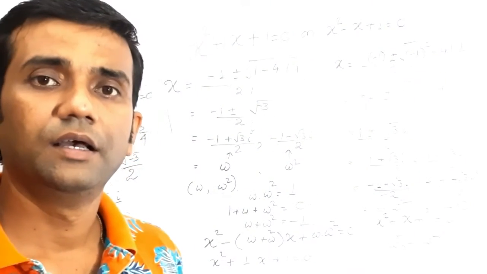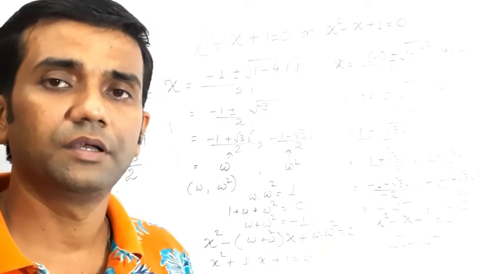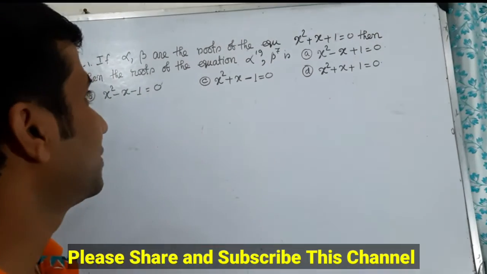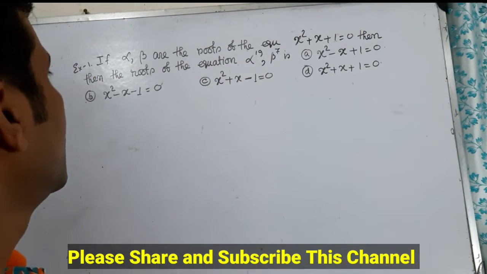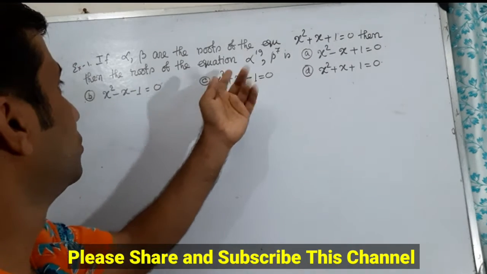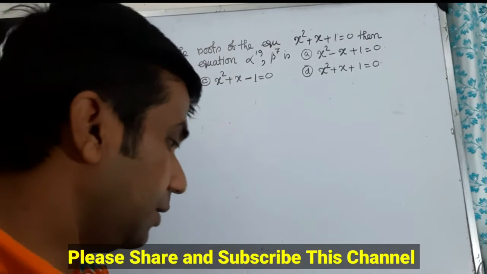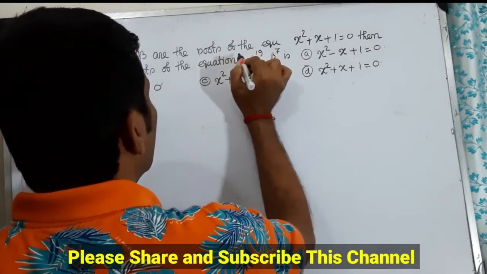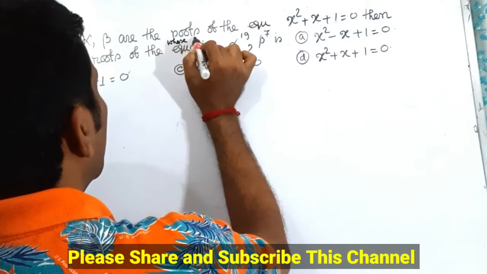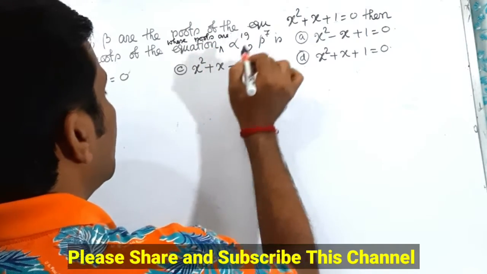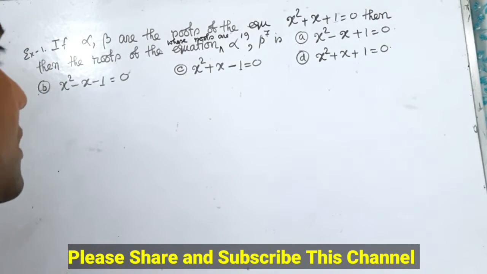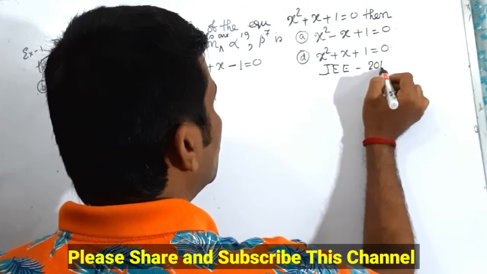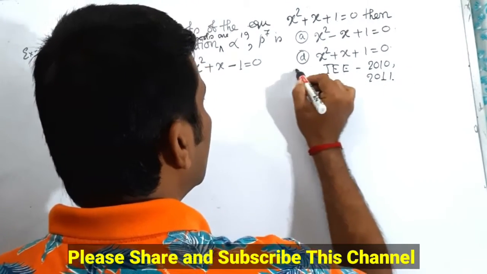Now we shall see some examples of this type. The example is: if alpha and beta are roots of the equation x square plus x plus 1 is equal to 0, then find the equation whose roots are alpha to the power 19 and beta to the power 7. This is from JEE 2010-2011 West Bengal JEE.